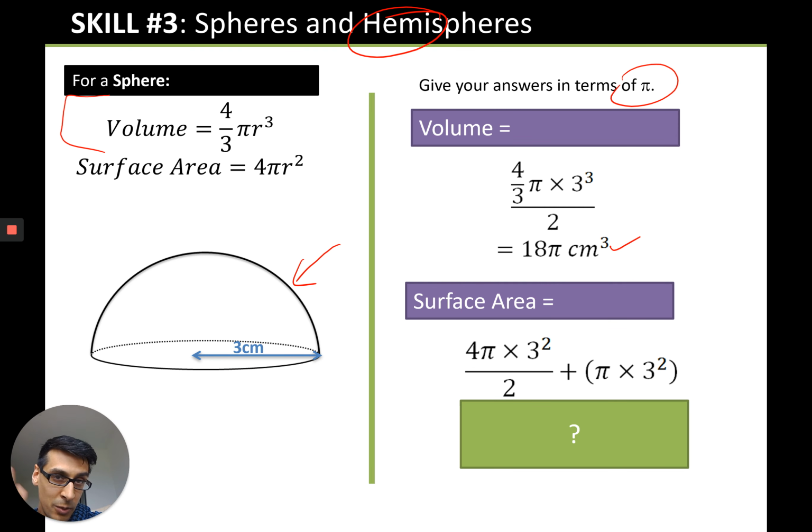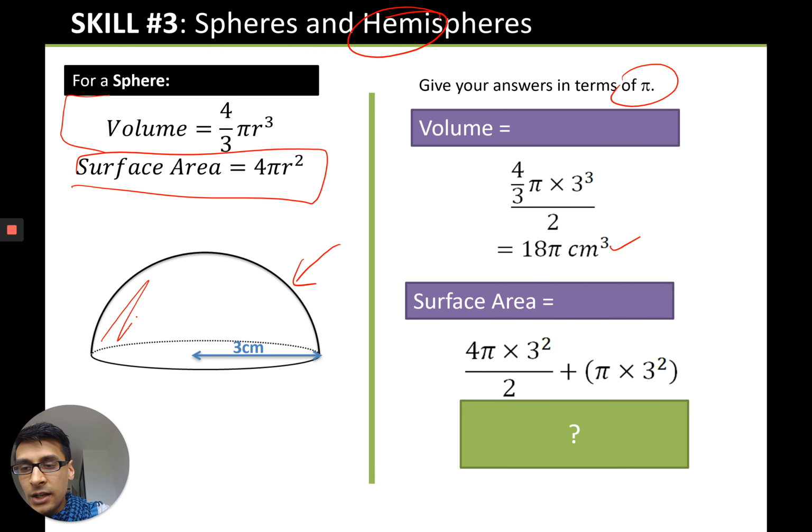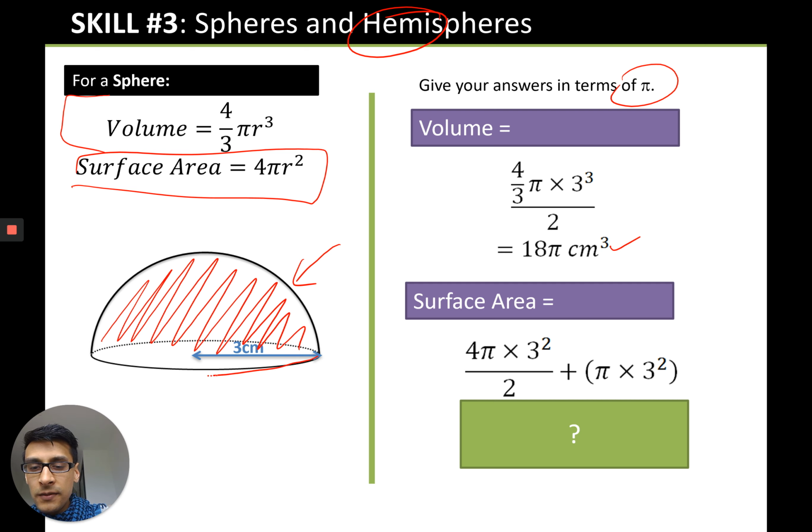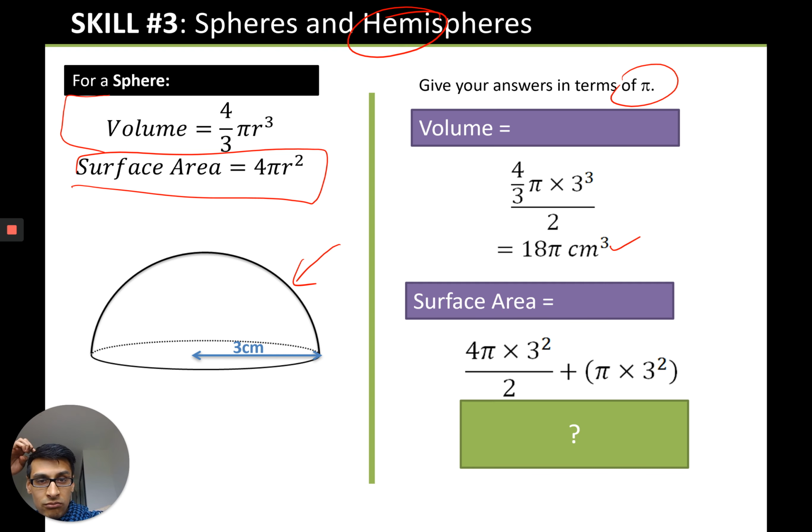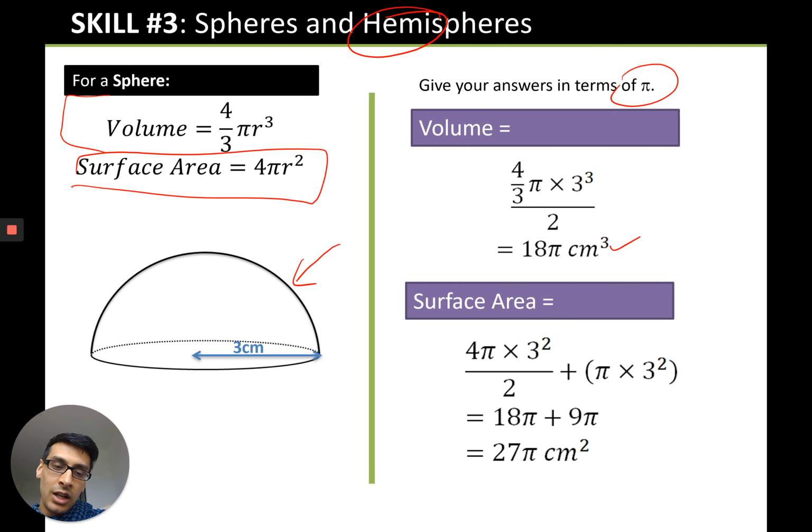However, there's something that people forget. So this is why I had a hemisphere on this slide as opposed to a sphere, because people forget that this will tell you the surface area of the dome. It will not tell you the surface area of the circle at the bottom. So we need to add pi r squared to the equation depending on the shape that you're given. So in this case, you're left with 18 pi plus 9 pi, which is just 27 pi centimeters squared.